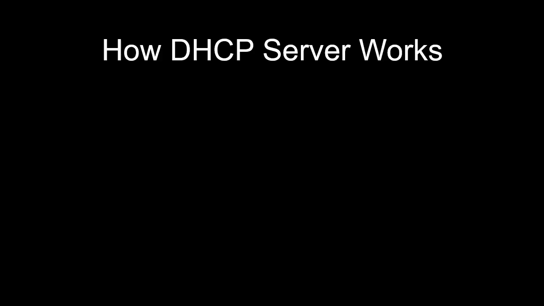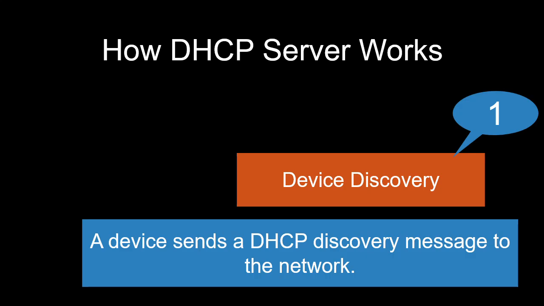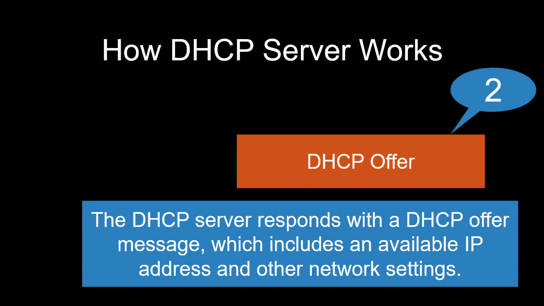Okay, now how it works. Typically, when a DHCP server is set up, it performs four major things. One is device discovery. So a device on the network sends a DHCP discovery message to the network, and then the second step is DHCP offer, where the DHCP server responds with a DHCP offer message, which includes an available IP address and other network settings, so the node or the device eventually gets that IP.